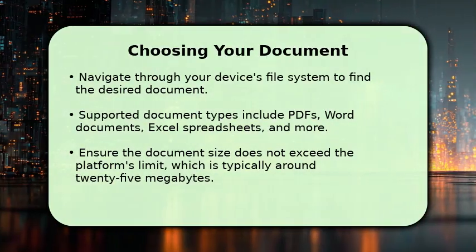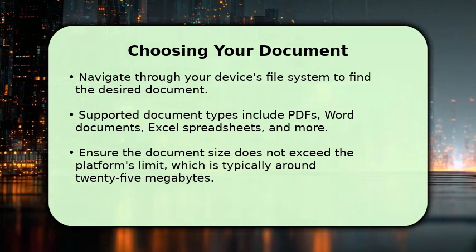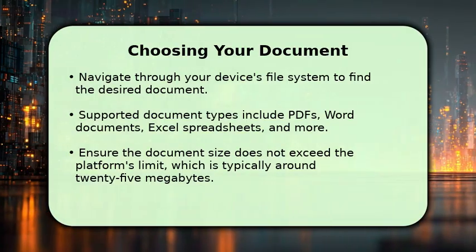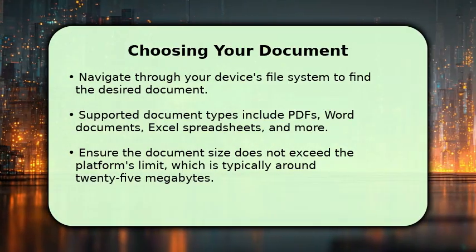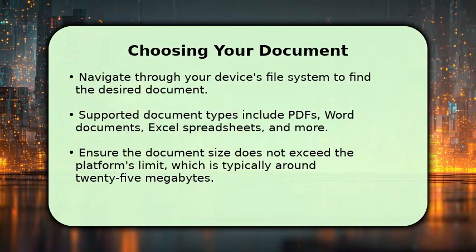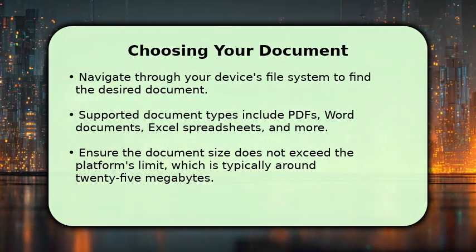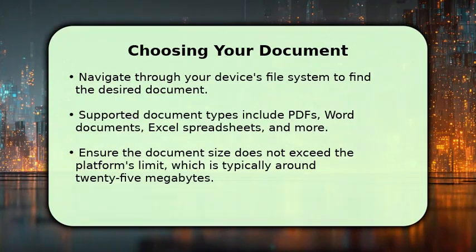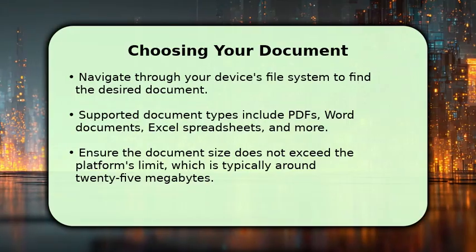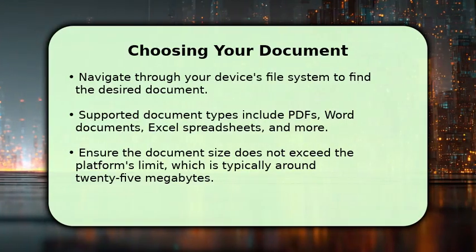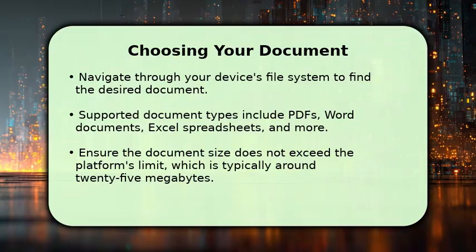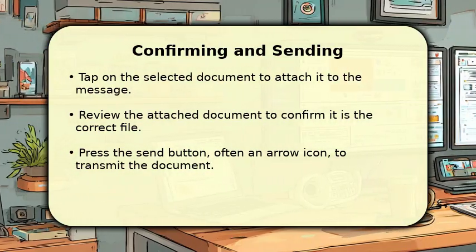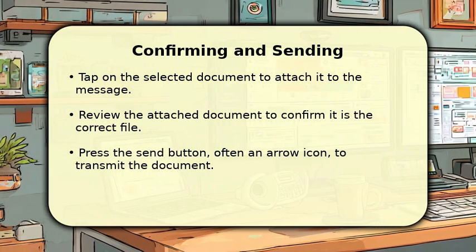After tapping the attachment icon, you will need to navigate through your device's file system to precisely locate the document you wish to send. Messenger supports a wide array of document types, including common formats like PDFs, Word documents, and Excel spreadsheets. It is crucial to ensure your document size does not exceed the platform's typical limit, which is generally around 25 megabytes, to guarantee a successful and smooth transfer. Once you have successfully located your document, simply tap on it to attach it directly to your message.